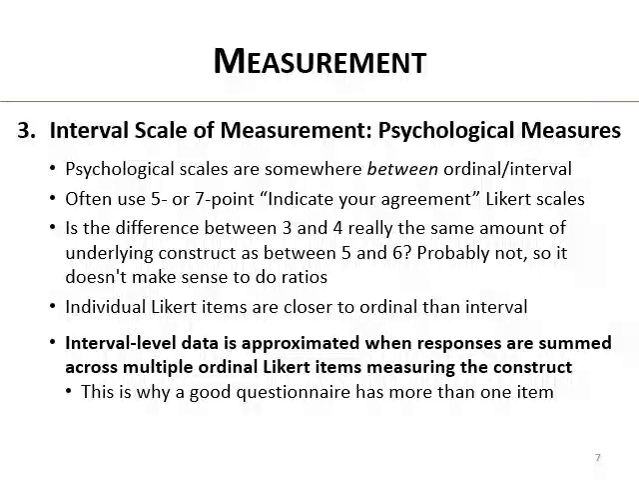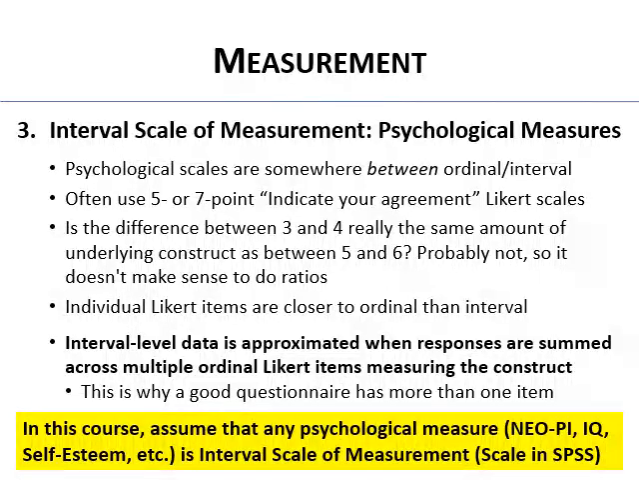There's a gentleman's agreement that when you sum across multiple Likert items, you get something that's closer to interval. That's the agreement. So the rule in this class is just assume that any psychological measure, whether it's the Big Five NEO-PI, IQ, self-esteem, any of these crazy constructs we measure, is interval, okay? Because we call that scale in SPSS. If it's a psych measure, don't even think, just say interval, okay? And you'll be very successful in the course.